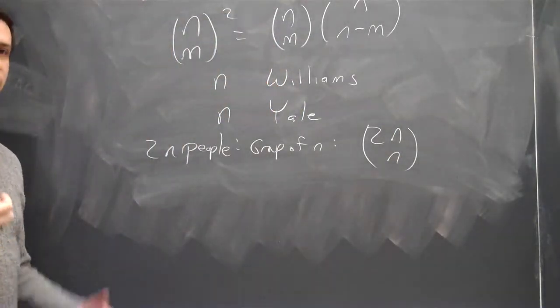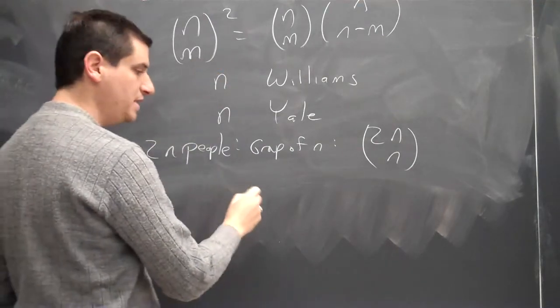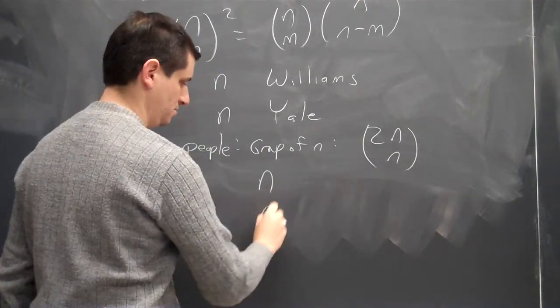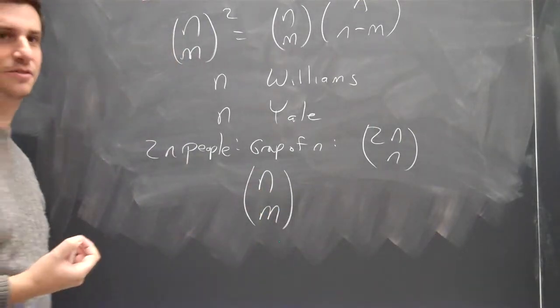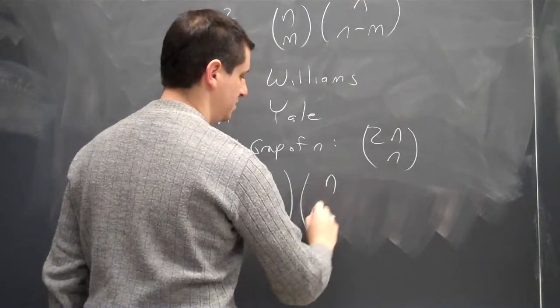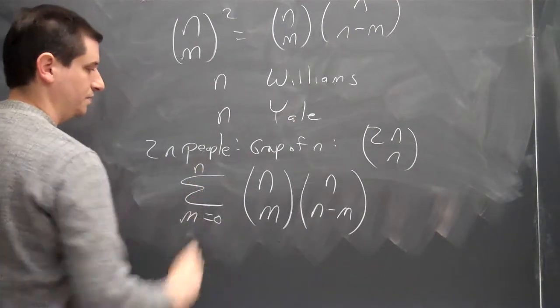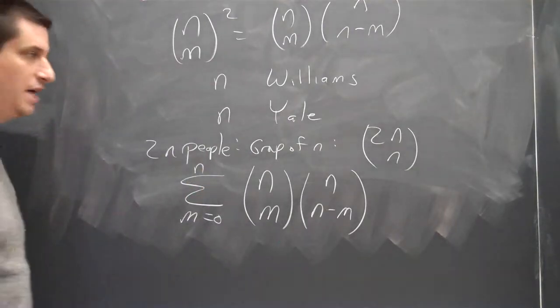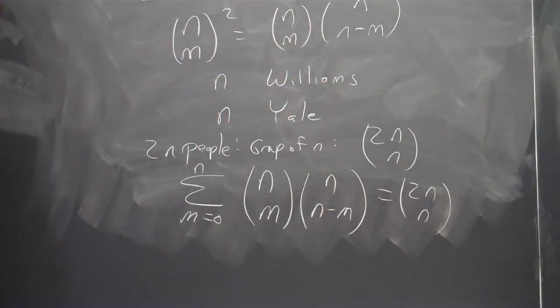The other way to look at it is, if I'm forming a group, I have to choose some number of people from Williams. Let m be the number of people I choose from Williams. Well, if I choose m from Williams, how many do I have to choose from Yale? n minus m. And then I just sum over all possible values of m. And so that also has to be 2n choose n. So this is a way to prove this binomial identity. The difficulty is you have to figure out what's the right story to tell.